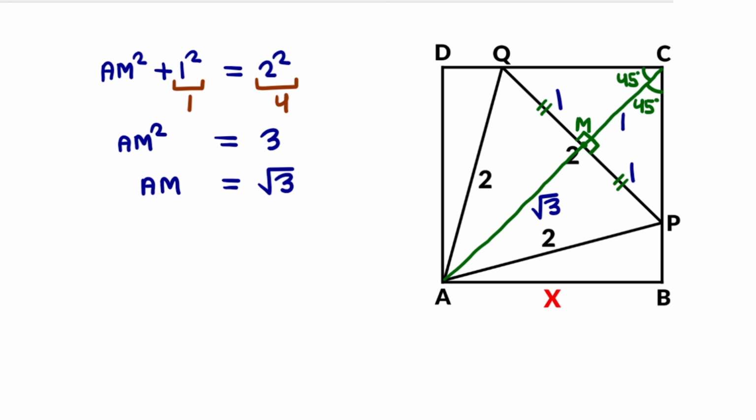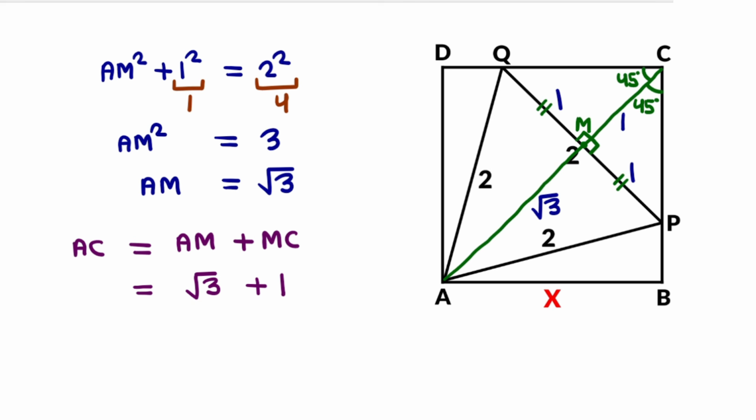We're almost done. The diagonal of the square, AC, is made up of two segments, AM plus MC. So its total length is the square root of 3 plus 1. But there's another way to write the diagonal of a square. If each side has length x, then the diagonal is x multiplied by the square root of 2.